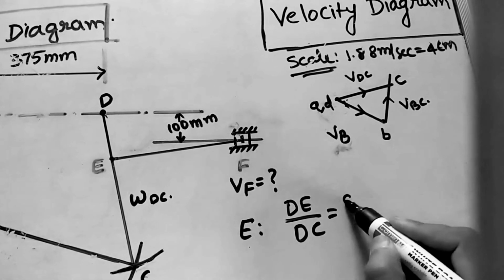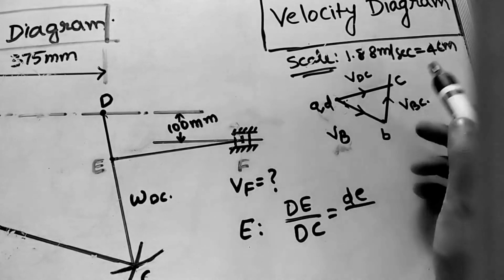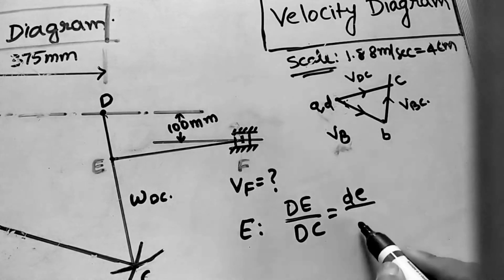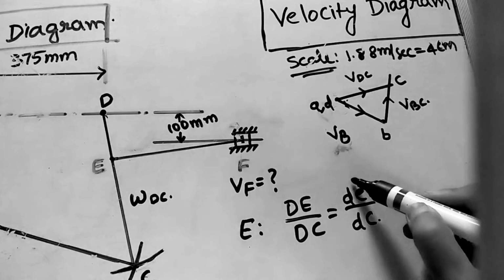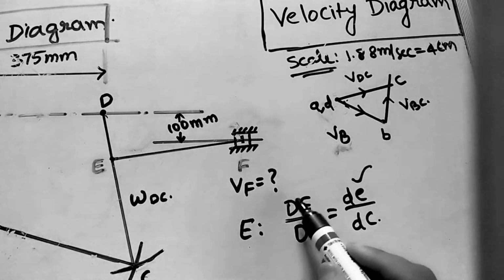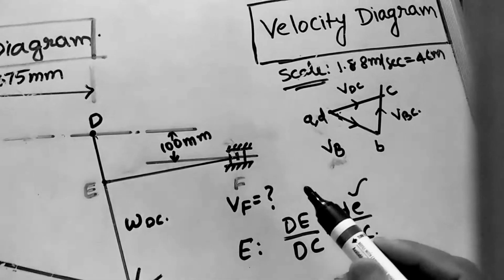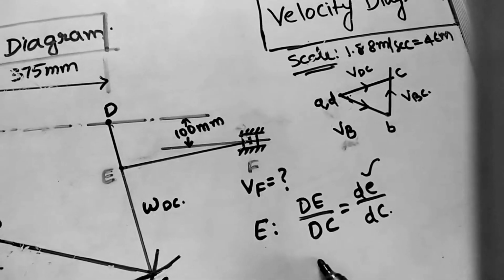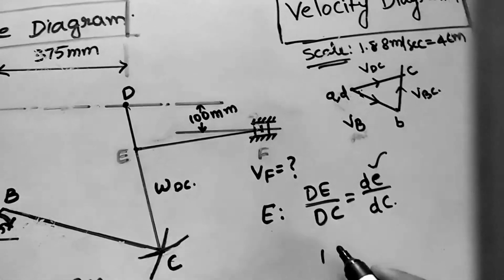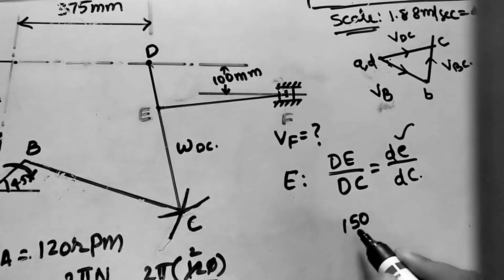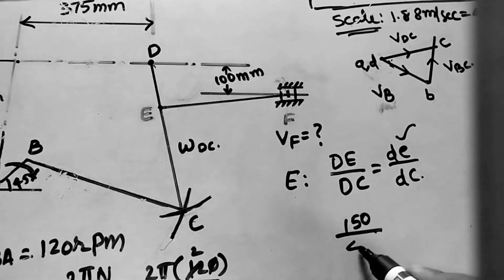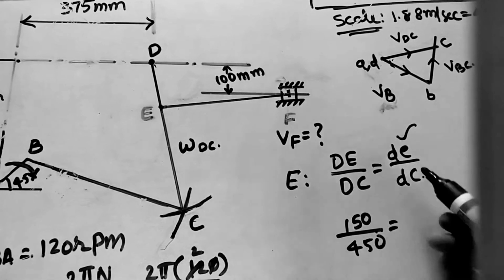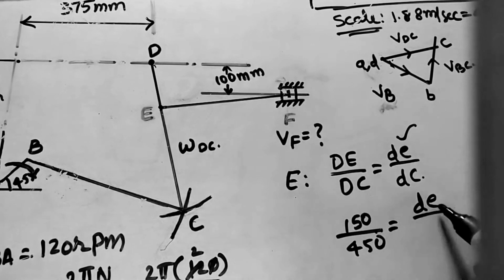DE length, DC length, all those lengths are given. DE is equal to here, we don't know that position. DE by DC. DC we know by measuring this value. Okay, DC. So from it find out this value. So what is DE value? It is given actually in the question. DE is 150 mm, divided by DC also given 450, is equal to DE we need to find divided by DC.